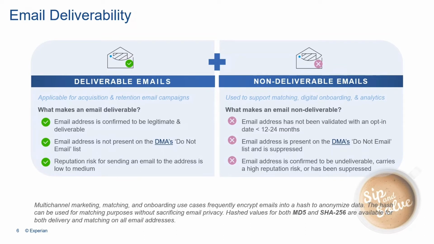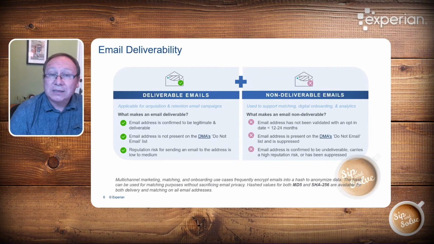Now, what makes an email deliverable? Well, it's first of all that it's a legitimate email address. It's not on the DMA do not email list, and that you have strong reputation so that the risk level is low. Non-deliverable emails, in contrast, are emails that are not validated, not opted in over the last 12 to 24 months. They could be on the do not email list, and these emails could be confirmed to be undeliverable or because of a high reputation risk, or because it's been suppressed.